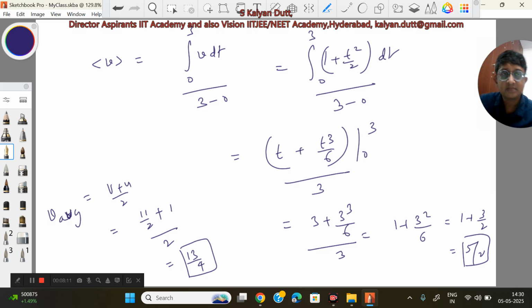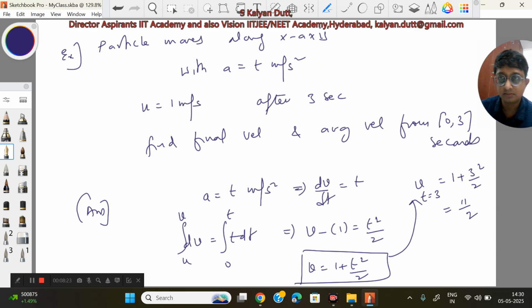So initial plus final by 2 is not average. If you want to calculate average of a quantity, you have to integrate that quantity with respect to time and divide by time interval. That's the only way. So that's what I wanted to tell you here. You can try your own examples and get to this idea. I hope you understood this. Thank you.